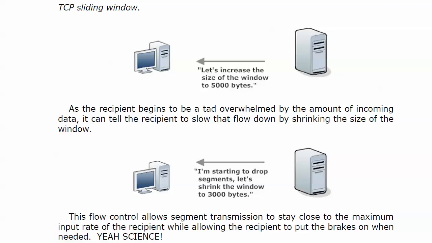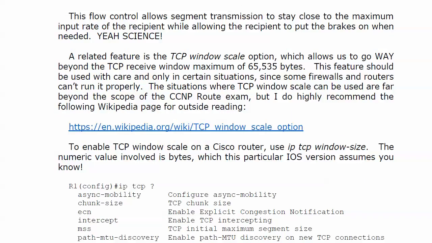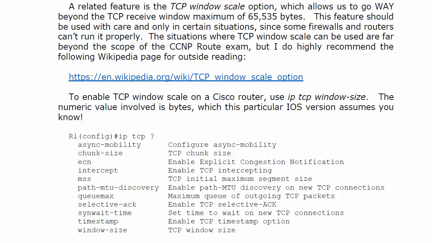Well, as the recipient gets a little overwhelmed by the amount of incoming data, maybe it starts dropping a few segments here and there, it tells the sender, okay, let's hit the brakes a little bit. Let's ease off the gas. Slow that flow down and shrink the size of the window. This flow control allows segment transmission to stay close to the maximum input of the recipient while allowing the recipient to say, hey, wait a minute, at some point we've got to slow this thing down a little bit.